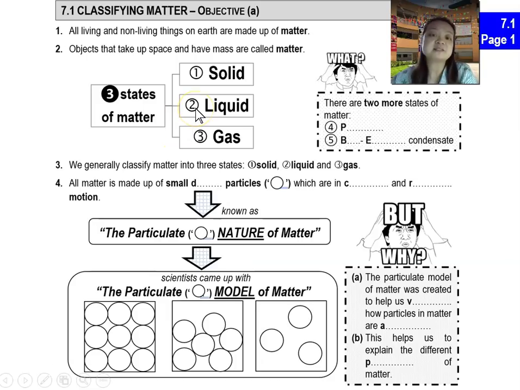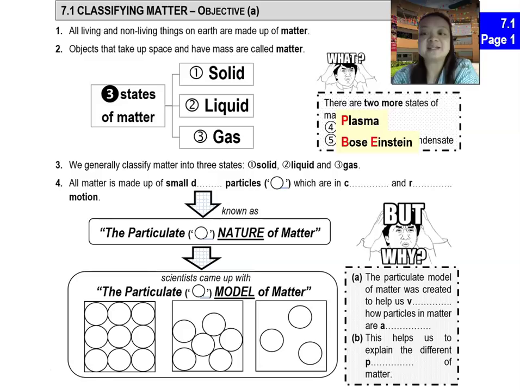Now, there are three main states of matter: solid, liquid, and gas. The majority of living and non-living things in this world can be classified into solid, liquid, and gas. However, there are actually two more states of matter, and they are known as plasma and Bose-Einstein condensate. Now, these are two other states of matter which are not in your syllabus, but you may be interested to Google them, but we're not going to discuss them today. Okay, so we generally classify matter into three main states: solid, liquid, and gas.